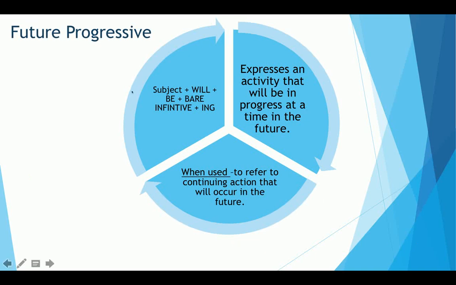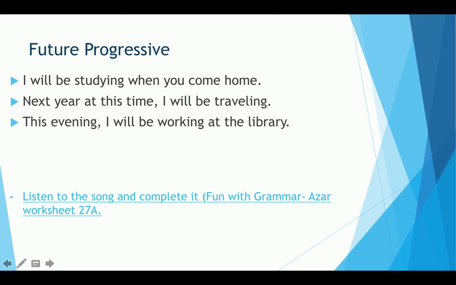The form is a subject, will, the verb to be, bare infinitive, plus ing. It expresses an activity that will be in progress at the time in the future. We use it to refer to continuing actions that will occur in the future. I will be studying when you come home. Next year at this time, I will be traveling.